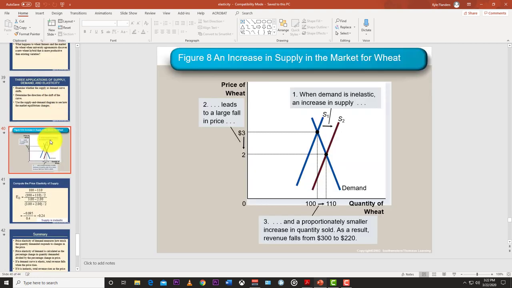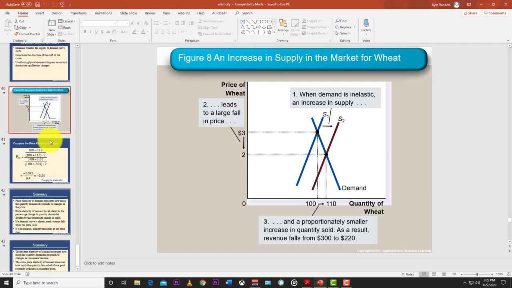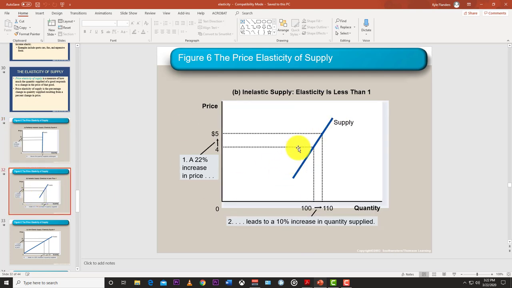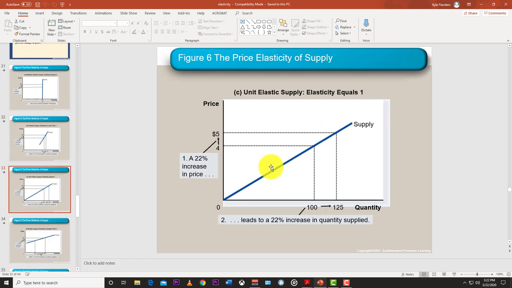Same as before. All right, the same as we had before. Here we have perfectly inelastic supply, and you see the graph right here, straight up. Straight up, so the same as demand. Then we have relatively, fairly inelastic, so it's a steeper curve. Then we have unitary elasticity equal to one, and you have that right there.